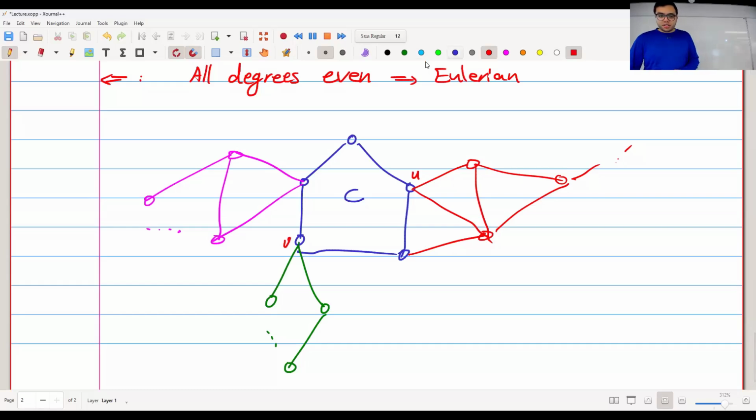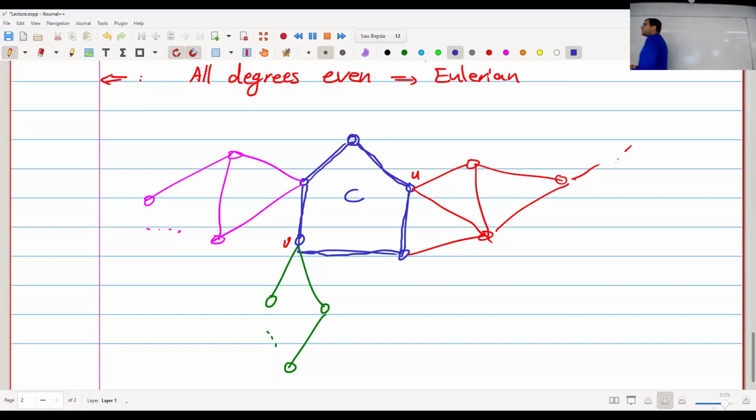Okay, so let's just start going around this cycle C. I start here. I first take the edges of the cycle. When I get to U, I do the Eulerian walk on the red part. It covers all of the red part, comes back to U. And then I continue going around my cycle. When I get to the first vertex that is connected to the green part, I do the Eulerian walk on the green part. And then it comes back again to V. And then I can continue this. Again, I do the Eulerian walk on this side. And then I finally finish the cycle.